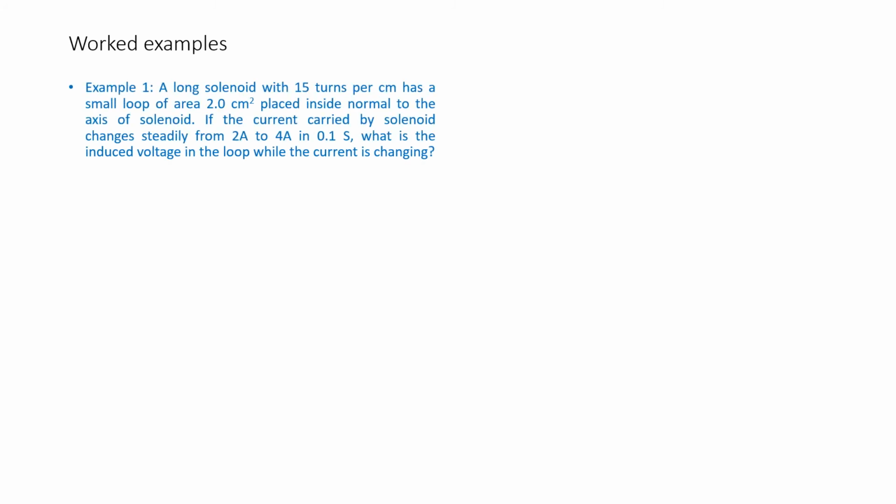Example 1. A solenoid with 15 turns per centimeter has a small loop of area 2 cm square placed inside, with the normal to the loop along the axis of the solenoid. If the current carried by the solenoid changes steadily from 2 amps to 4 amps in 0.1 second, what is the induced voltage in the loop while the current is changing? Please read the question once again yourself and note it down in your book.